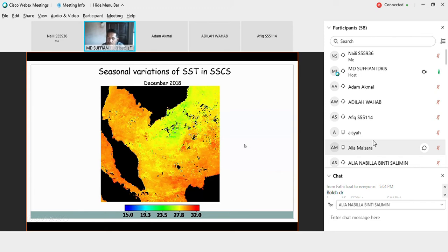High temperature during May and low temperature during January and February because of the northeast monsoon and the intrusion of cold and high salinity water from the Pacific Ocean.